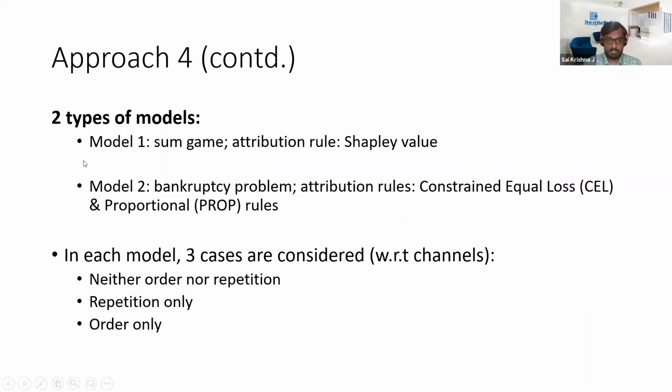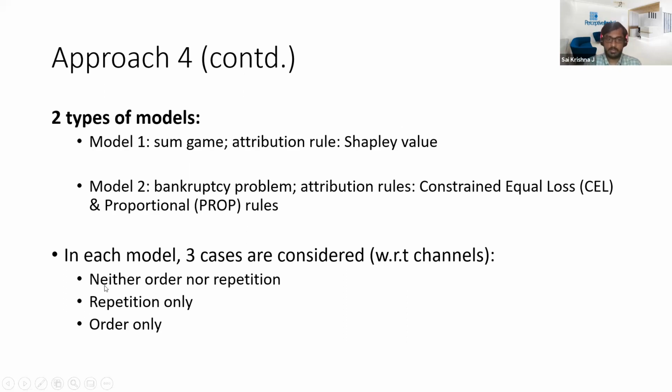And then, like I said, it uses two types of models. One is a TU game and the other is bankruptcy problems. This is more on the technical side. The TU game uses something called a Shapley value model, and the second model uses something called constrained equal loss and proportional rules. In each model, they consider three cases. One is neither order nor repetition. Order and repetition are nothing but the order in which the customer visits the different websites. Repetition is whether the customer visits the same website more than once.